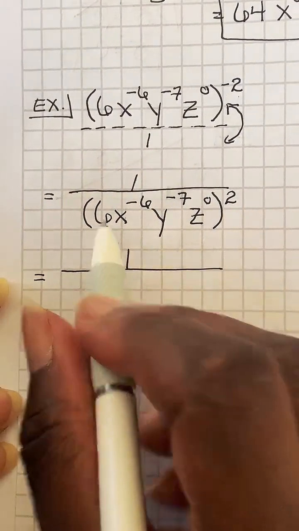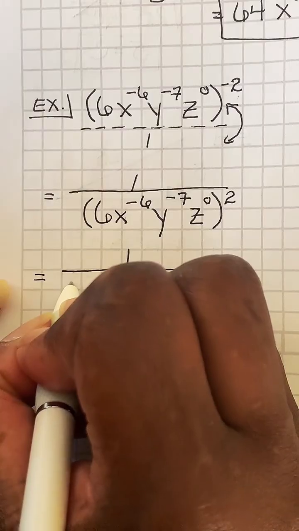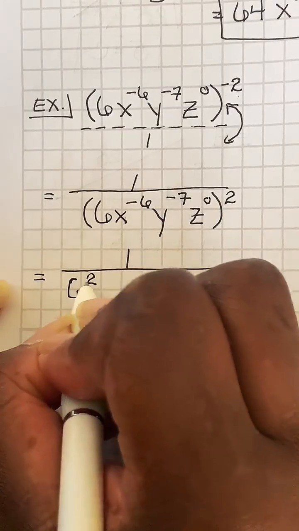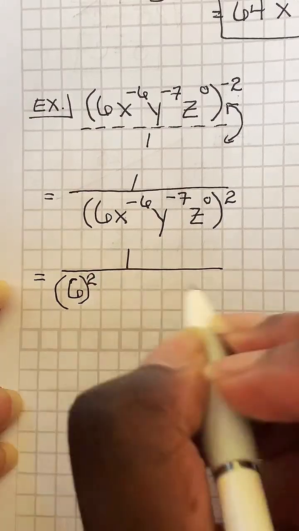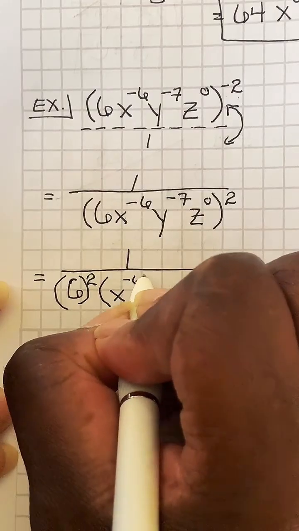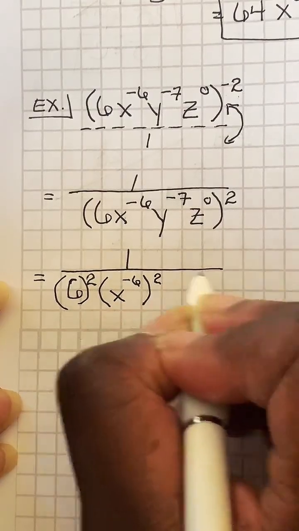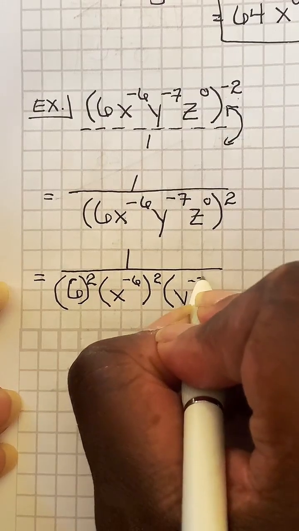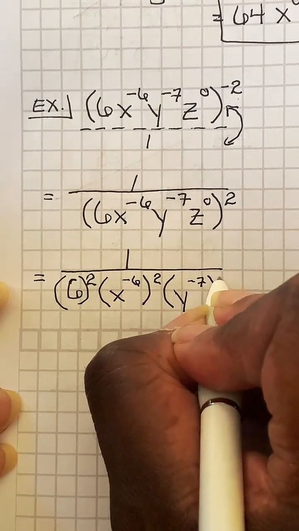So 2 to the 6th power, that will give me my, let me really break it down. So it'll be 6 raised to the 2nd power. Then it will be x raised to the negative 6 raised to the 2nd power. This is exactly what you're doing. y to the negative 7th raised to the 2nd power.